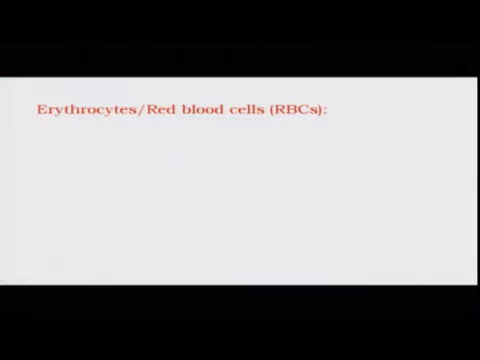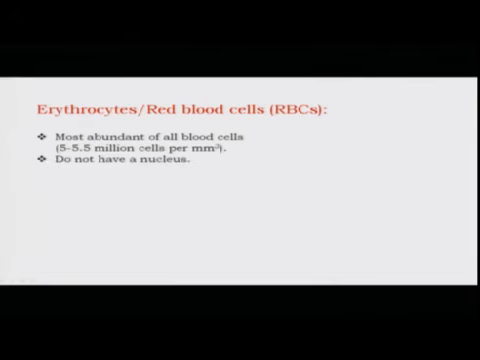So, now let us move on to studying each of these cell types. We begin with the erythrocytes, or as they are called, the red blood cells, in short RBCs. RBCs are the most abundant of all the cells in the blood. There are about 5 to 5.5 million of them in every cubic millimeter of blood. Not only that, they are very interesting because they are not really a classical cell.